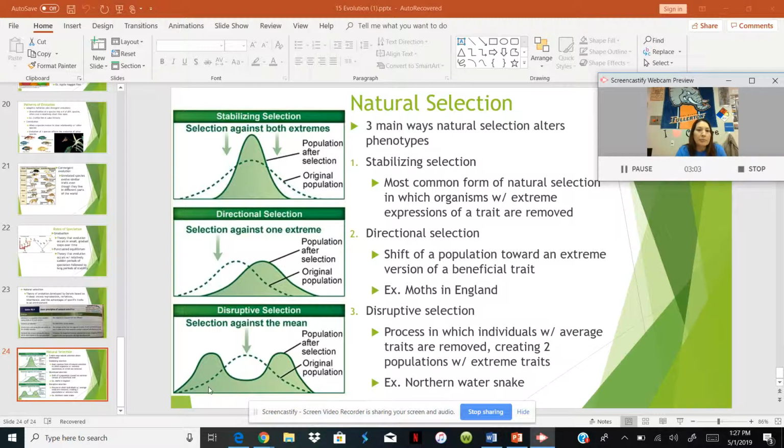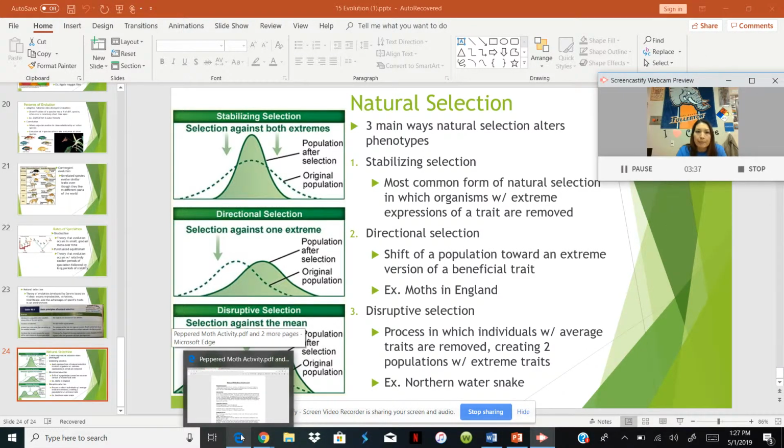But finally, disruptive selection is the third type of selection. This is when both extremes are selected for and not the middle. So if we're looking at light, medium, and dark coloring, the light and the dark coloring are selected for, but not the medium coloring. Versus in directional selection, either the dark coloring is selected for or the light coloring is selected for.